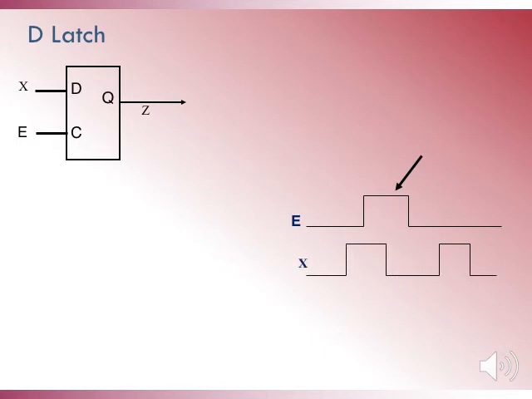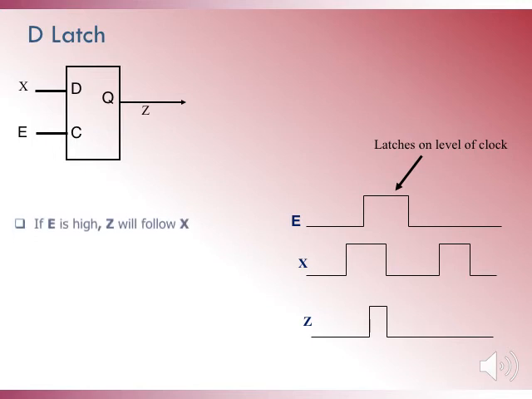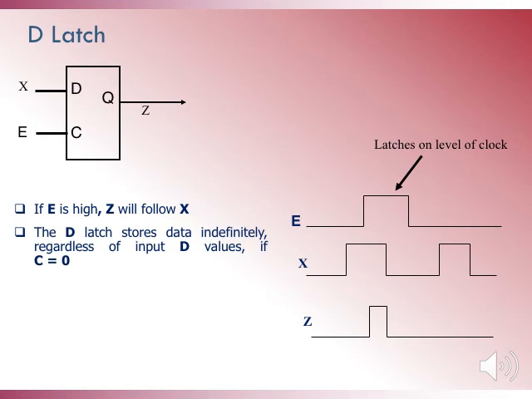where E is high. The input X is also given in the form of a periodic input signal. The latches function on the level of the clock, that is, when E is high. From the output waveform, we see that Z is changing only when E is high. In other words, if E is high, Z will follow X. So we conclude that the D latch stores data indefinitely regardless of the input D values if C or E equals 0. Therefore, the D latch forms the basic storage element in computers.